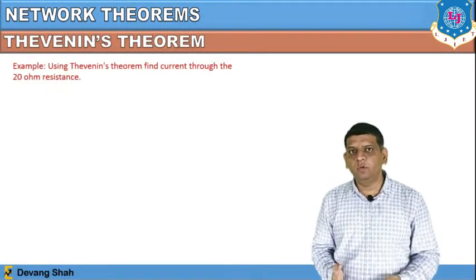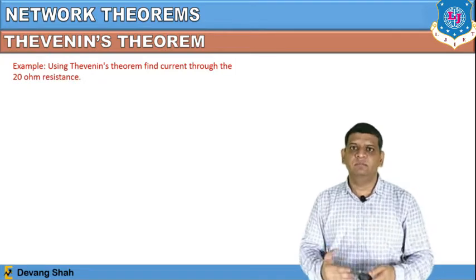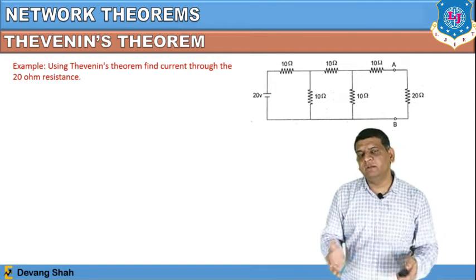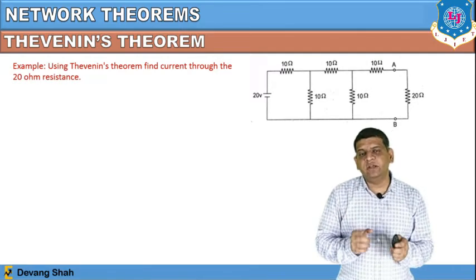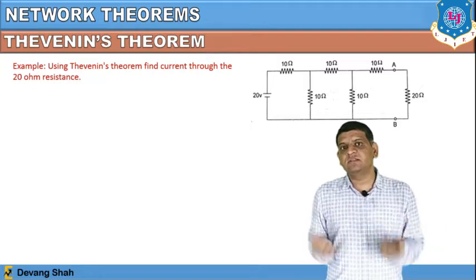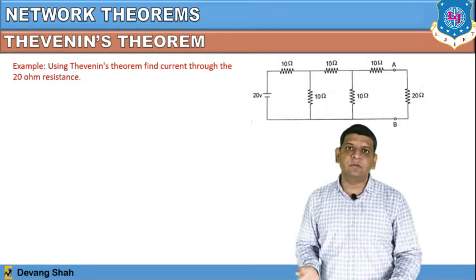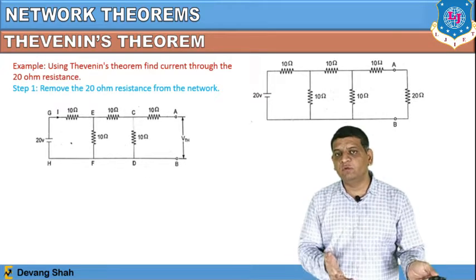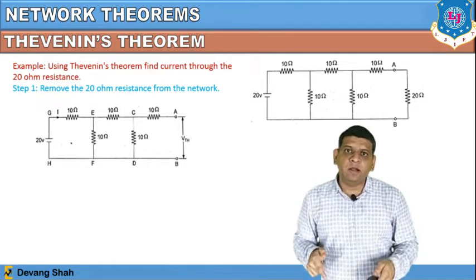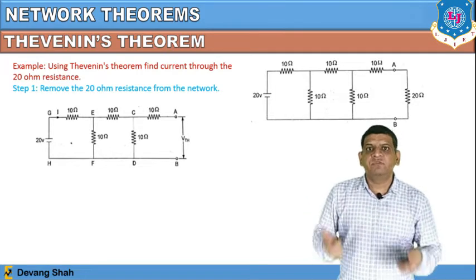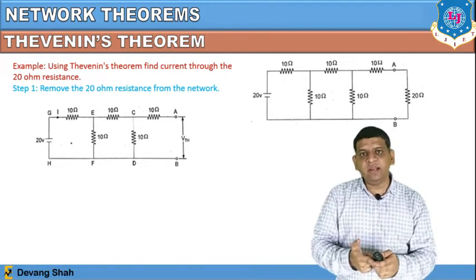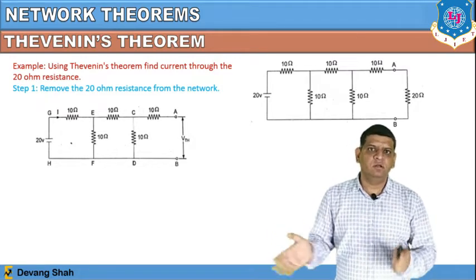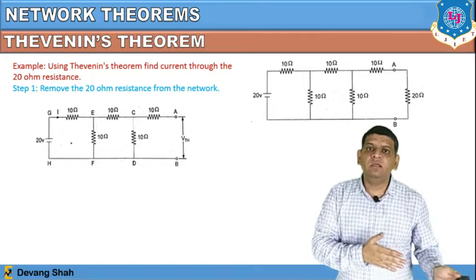Let's say my example number one, which uses the Thevenin theorem: find the current through the 20 ohm resistance. Now this is the circuit where you have to find the current passing through the 20 ohm resistance. So I consider the 20 ohm resistance as my load resistor. My first step is that I have to remove RL. Once I remove RL, that means I remove the 20 ohm resistance from the network, and for the rest of the part my job is to find VTH and RTH, right? So the equivalent voltage and equivalent resistance of the rest of the active network once I remove the RL, right?